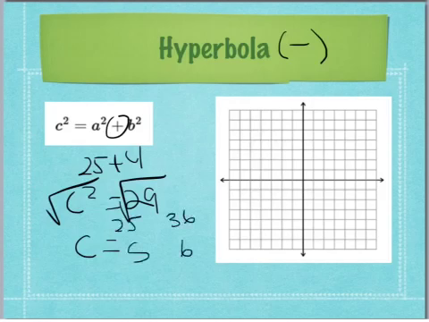So if I go back to that, if I draw the focus on the hyperbola, it was at 2 up here and 2 down here, so it looks something like this.